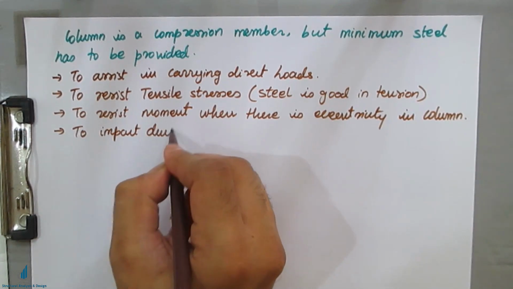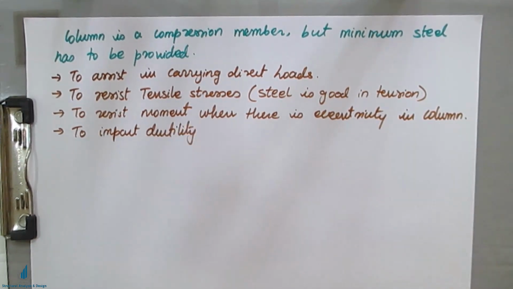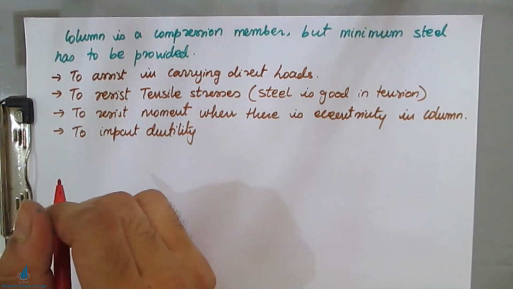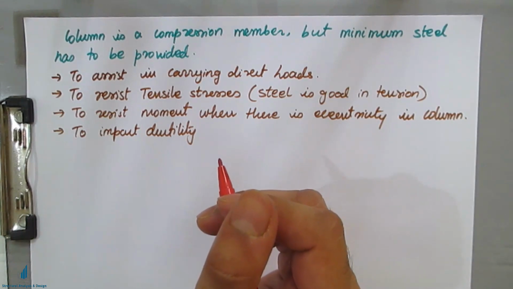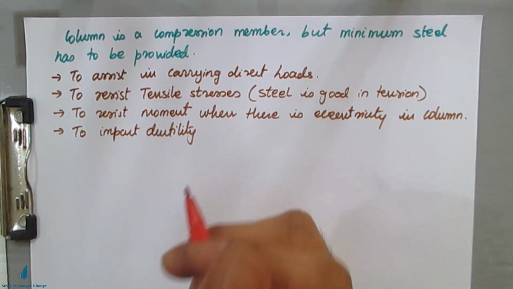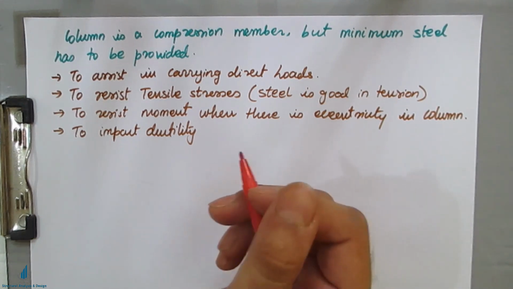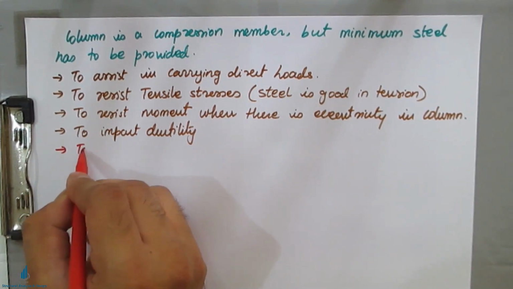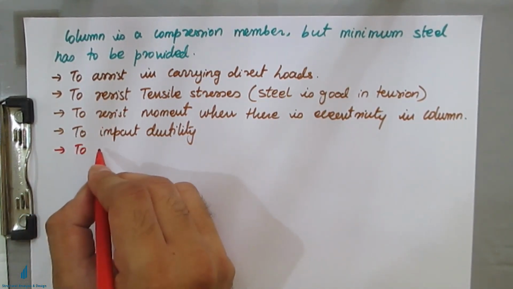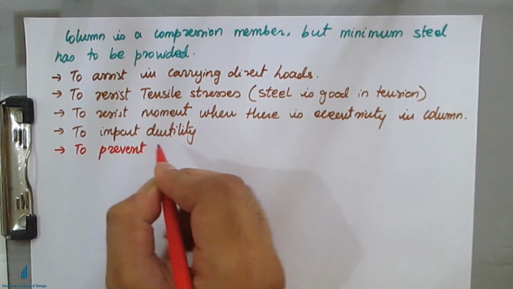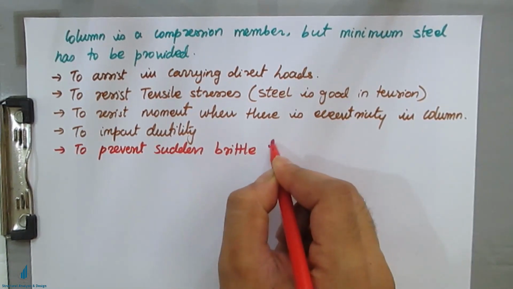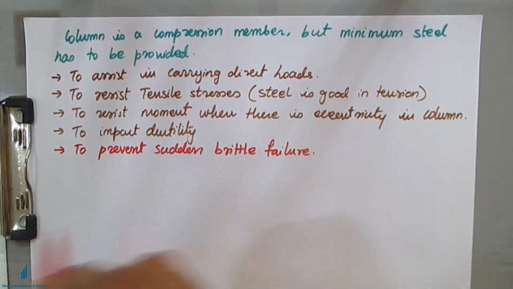To impart ductility. So this is also very important because the concrete is brittle in nature, and the brittle failure is not expected in the RCC structures. So therefore to improve its ductility we use steel in the column, to prevent sudden brittle failure. That also we have to take care.